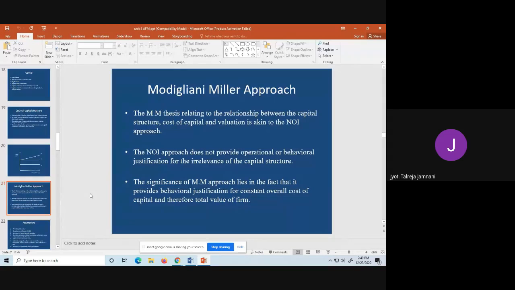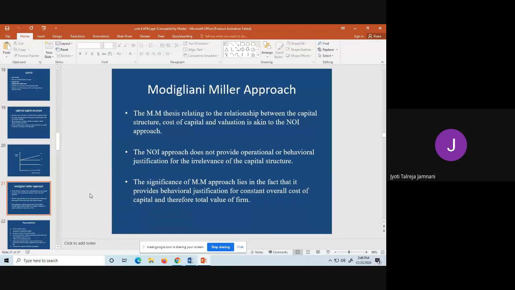Modigliani Miller says, fine, I support the net operating income approach. Capital structure will not affect the value of the firm. But his theory didn't give any justification. He just said it will not affect. Why it will not affect, how it will not affect was not mentioned. So Modigliani and Miller went one step ahead and said, it will not affect is fine, but I am giving you the justification as to why it will not affect. And that step is arbitrage. Through arbitrage, he is trying to explain that the value of the firm will come to equilibrium at a particular point, and it will not affect the capital structure decision.